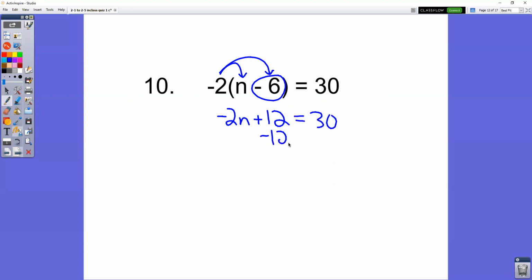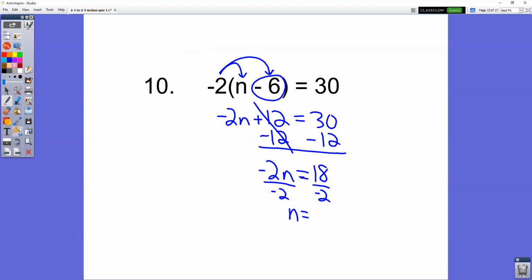Now you have a two-step equation, minus 12 on both sides. To get that -2n all by itself, bring down the -2n. 30 minus 12 is 18. Divide by -2, divide by -2, and you should get n equals -9.